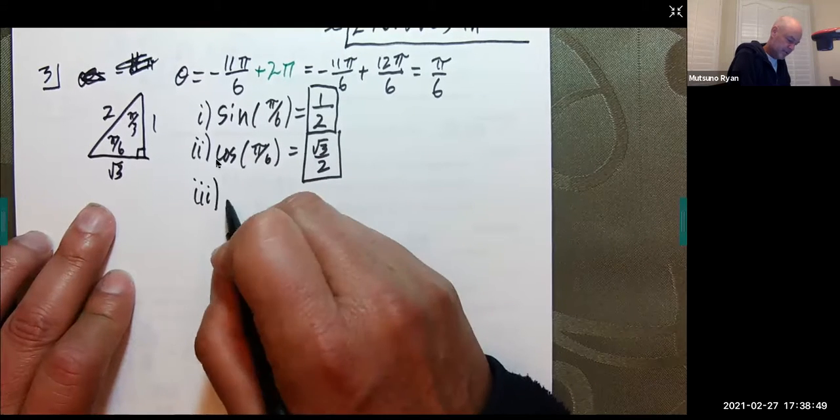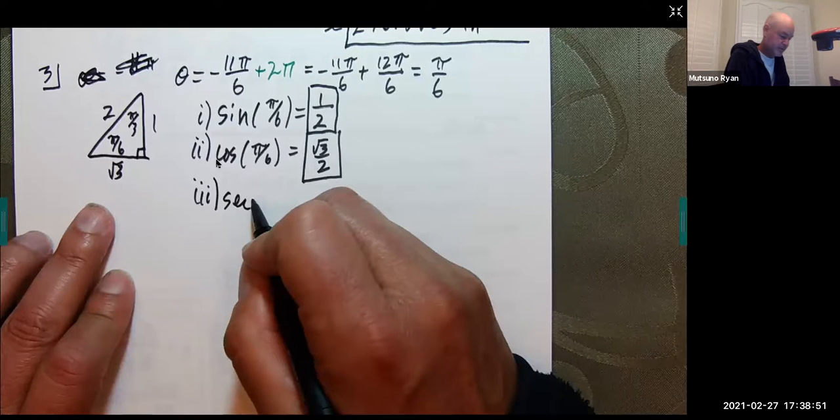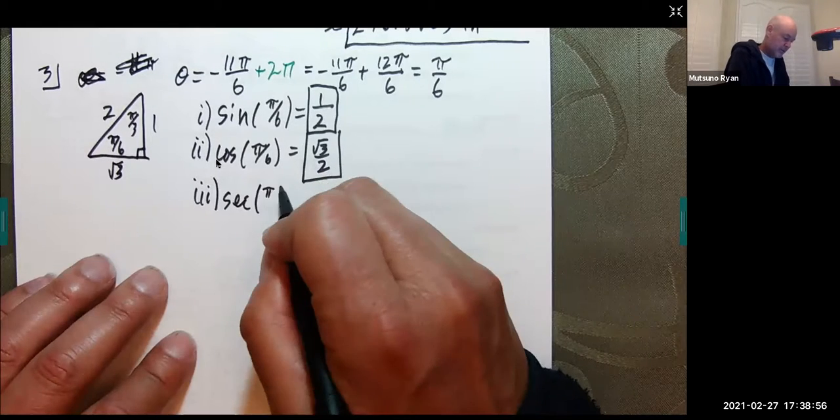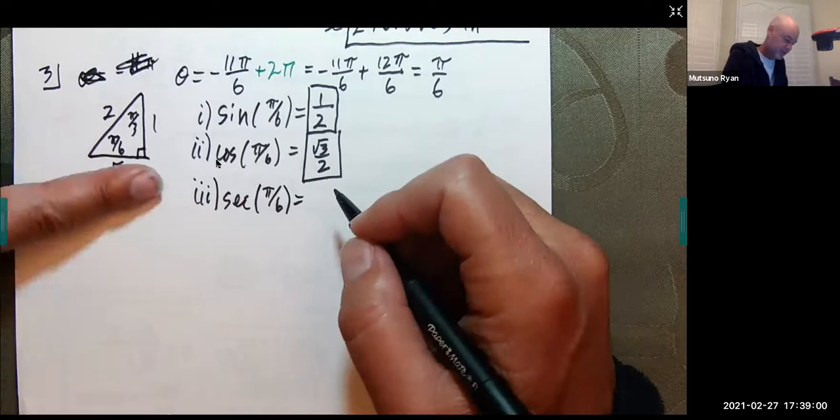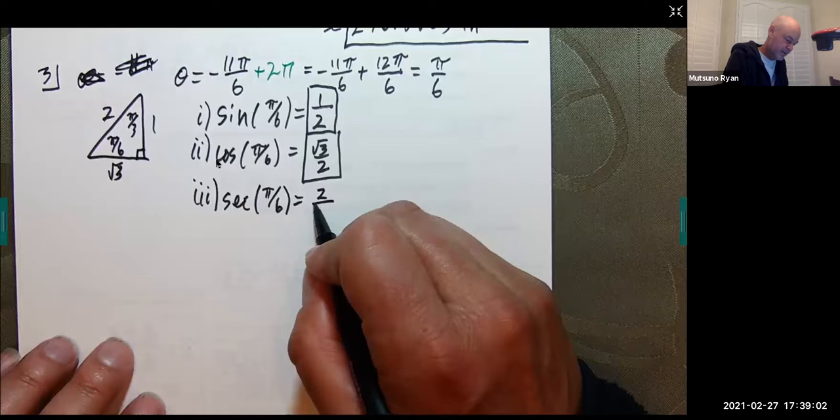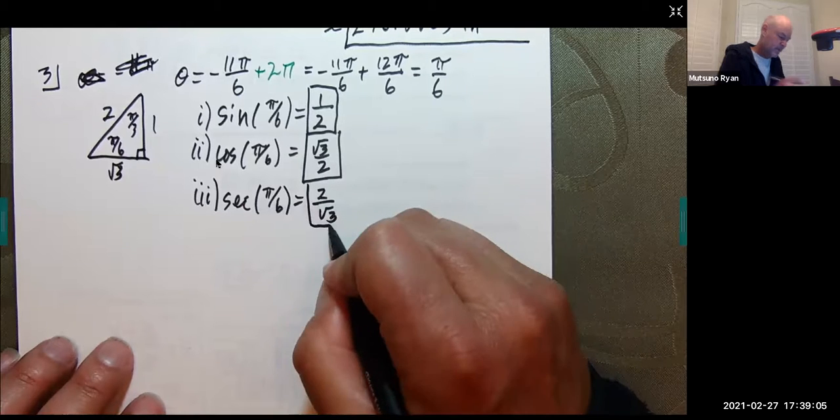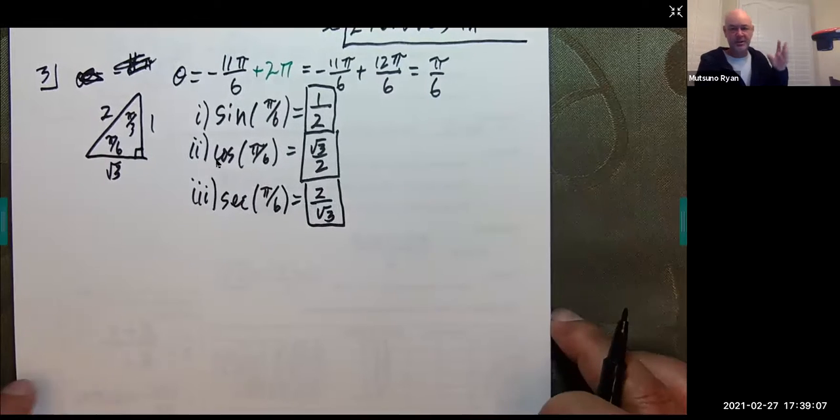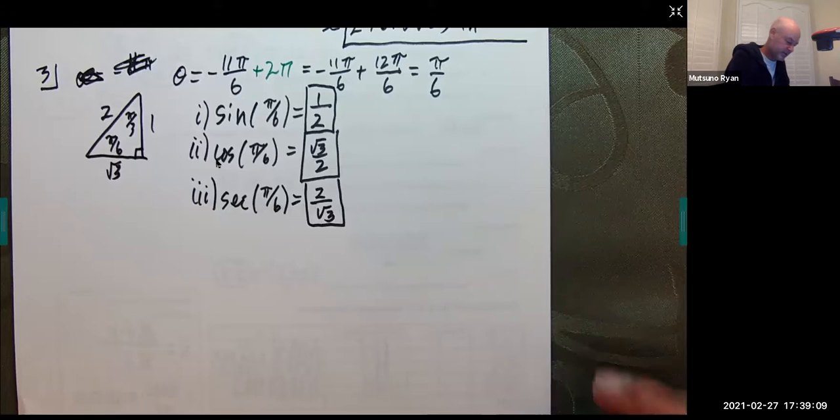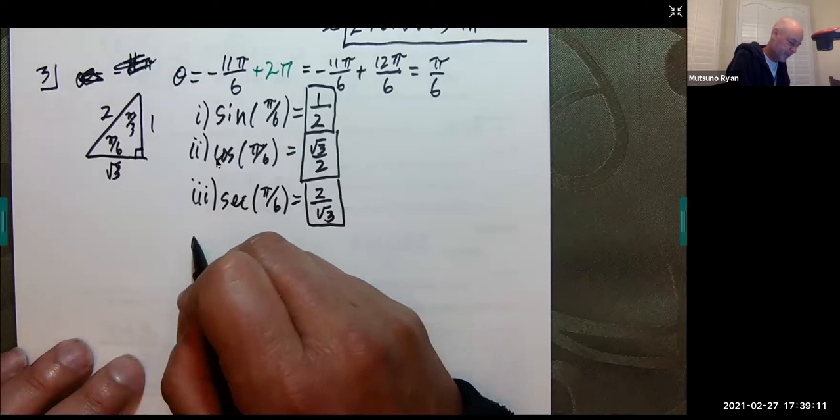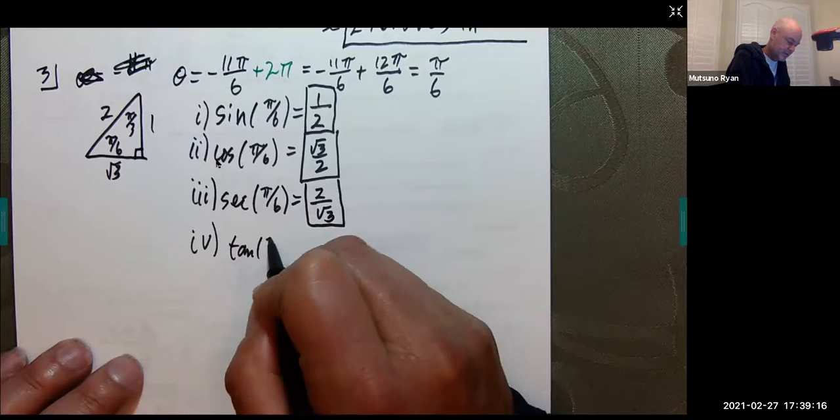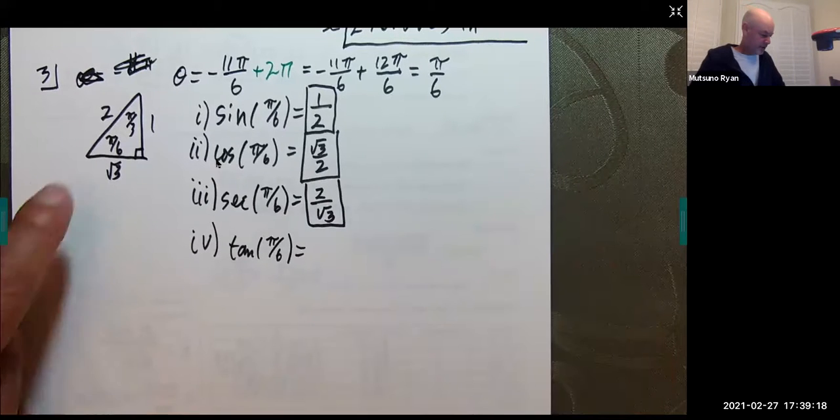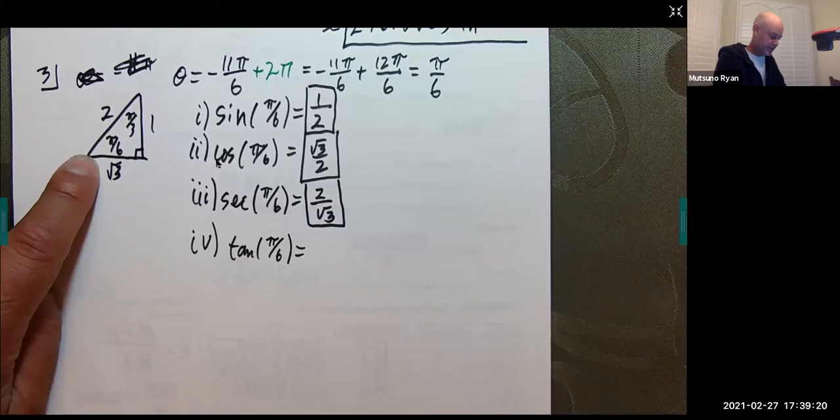And secant, I'm a little out of order, but that's okay. Secant is the reciprocal of cosine, or it's the hypotenuse over the adjacent, 2 over root 3. If you leave that irrational, if you don't rationalize that denominator, that's okay now. I guess that's kind of become a thing. And then tangent of pi over 6. Using the triangle, tangent is the opposite over the adjacent.